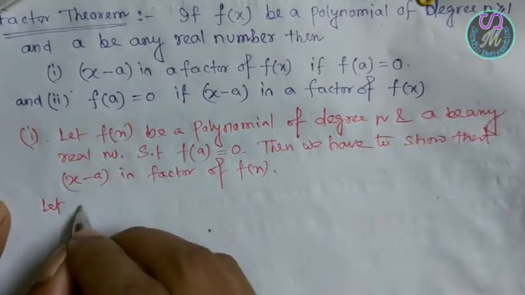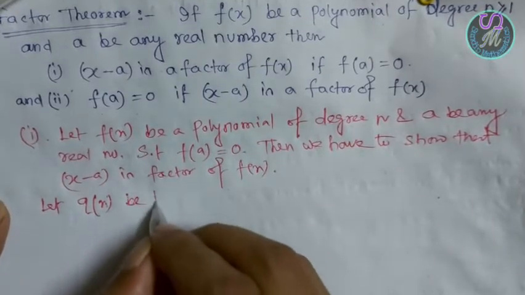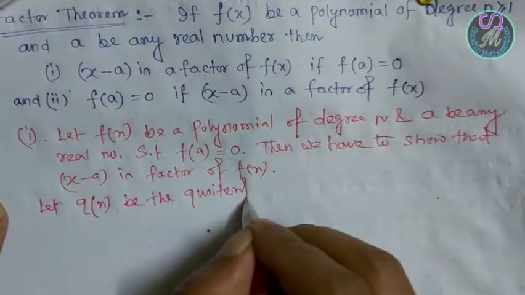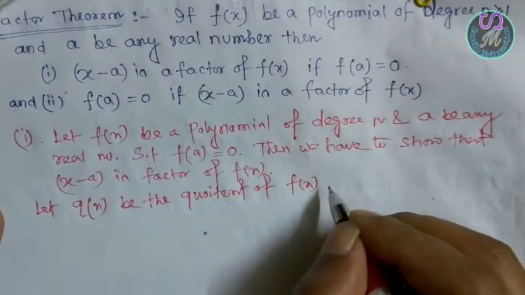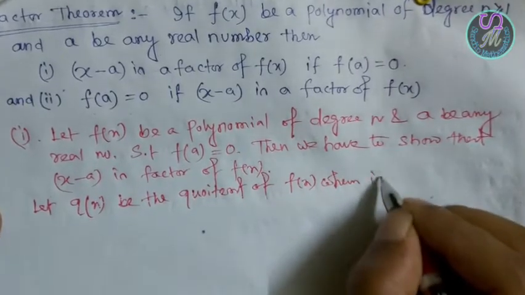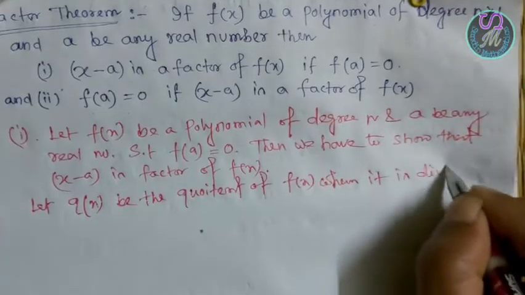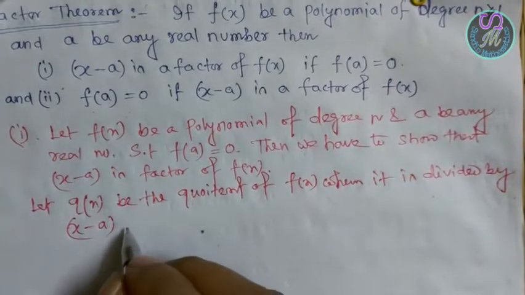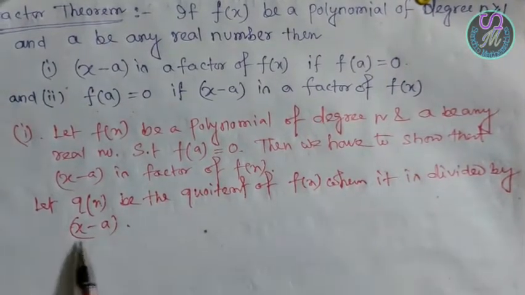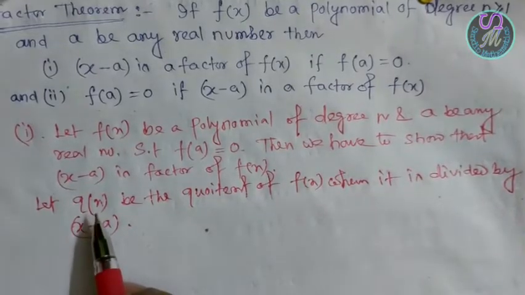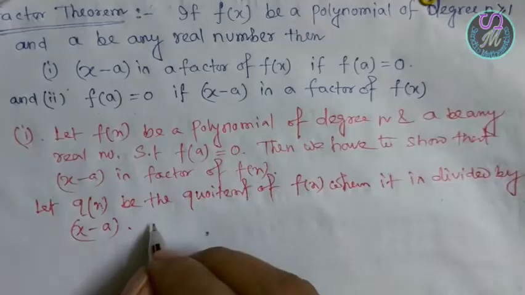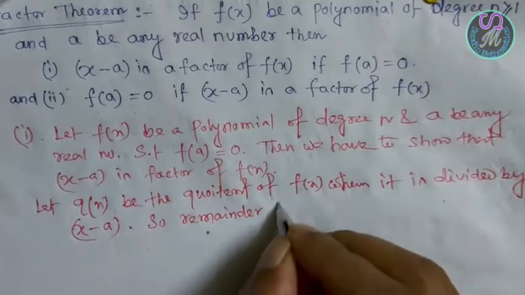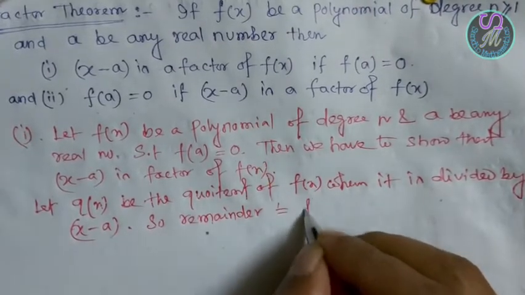Okay. Now let q(x) be the quotient when f(x) is divided by x minus a. So if f(x) is divided by x minus a and q(x) is the quotient, then obviously there is a remainder. Let the remainder be equal to f(a).